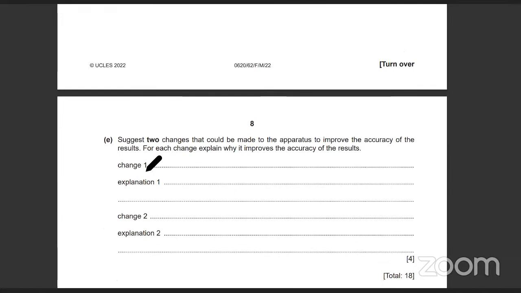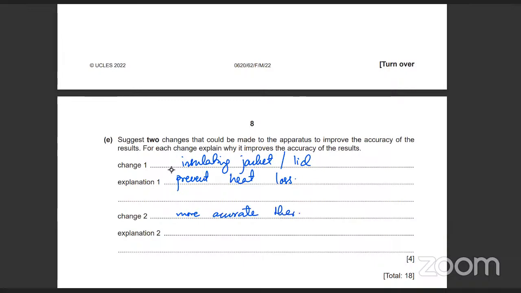Okay, so prevent heat loss. एक लिख दो change one. Prevent heat loss, insulating jacket, etc. The second one is thermometer, more accurate thermometer. इसका वैसे देख लेते हैं उसने exactly क्या लिखा हुआ है उसमें.